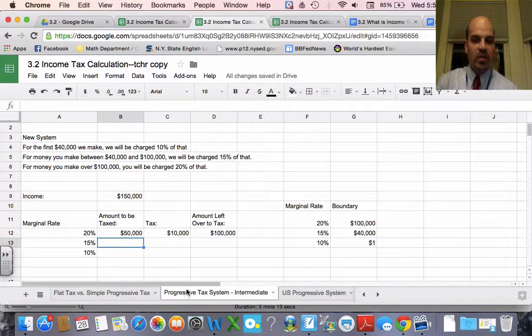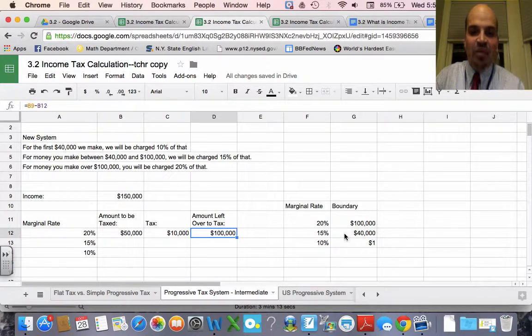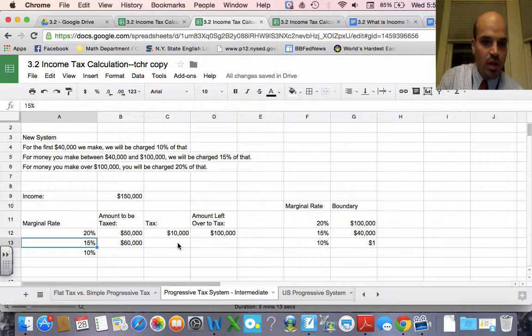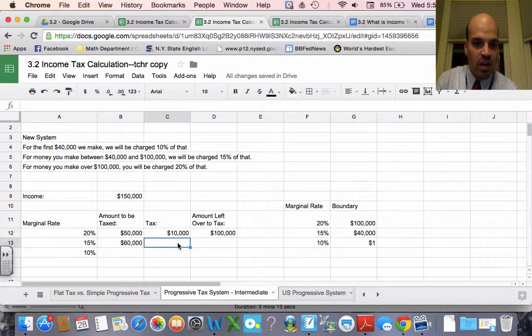So, back to here. I already taxed the top $50,000. I have $100,000 left. I need to get the amount that's going to be taxed at 15%. It's not going to be the full $100,000. It's going to be only the amount of the $100,000 that I made after the $40,000. So again, I can take my amount that's left over and subtract the $40,000. And now I get $60,000. $60,000 is going to be taxed at 15%.